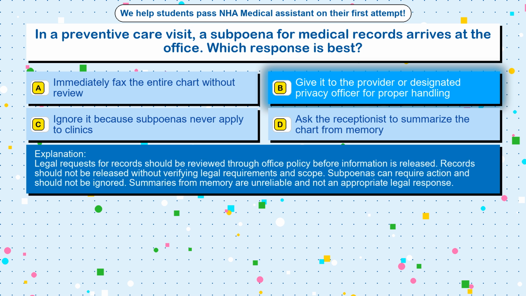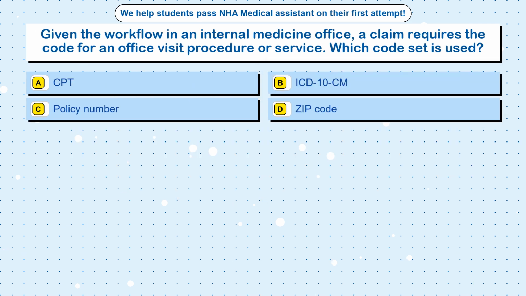Legal requests for records should be reviewed through office policy before information is released. Records should not be released without verifying legal requirements and scope. Subpoenas can require action and should not be ignored. Summaries from memory are unreliable and not an appropriate legal response. Question 17.